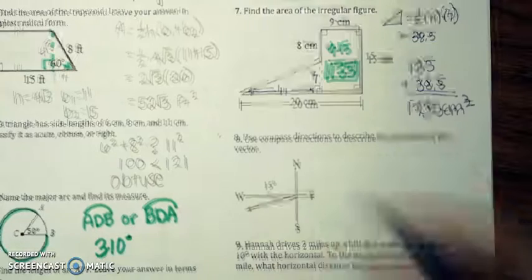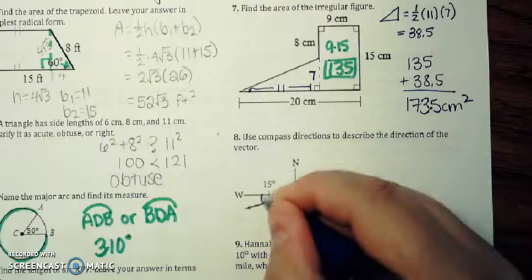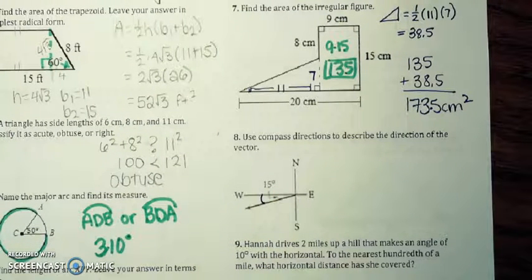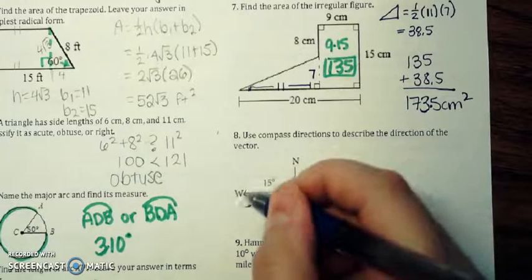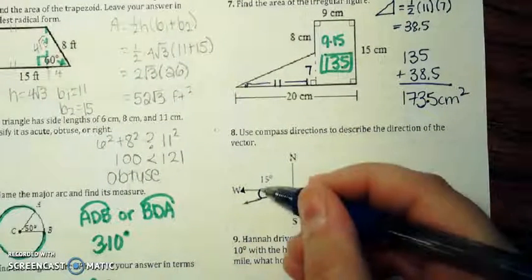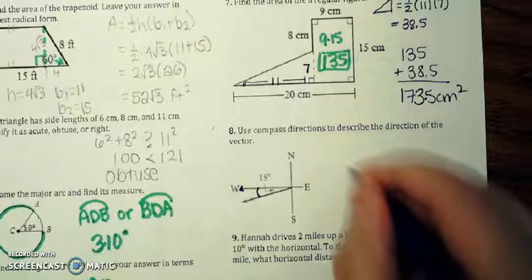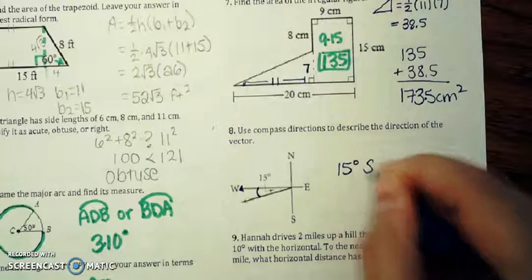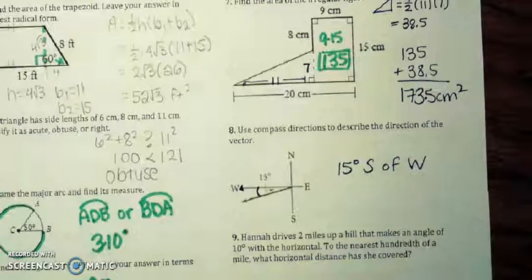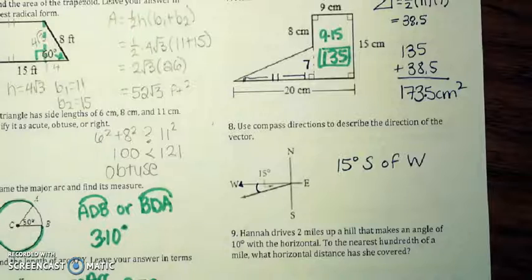For number 8, you want to find the directions based on how you're getting to the vector to get the direction. So this is the west side of the compass here, and I'm going down 15 degrees from that, so I would call that 15 degrees south of west, because you're going down from the west side of the axis.